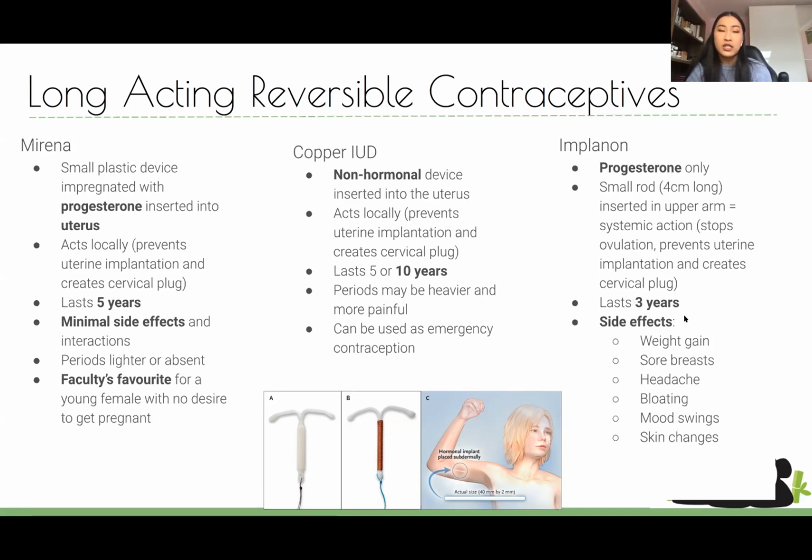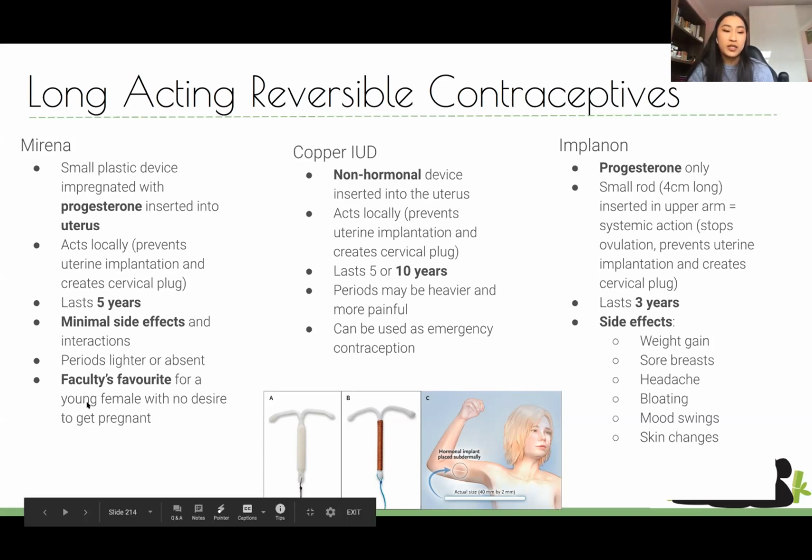It only lasts 3 years, but it does have the highest efficacy. So it does have a place as well. But I think IUDs, Mirena especially, typically tend to be the favorite.